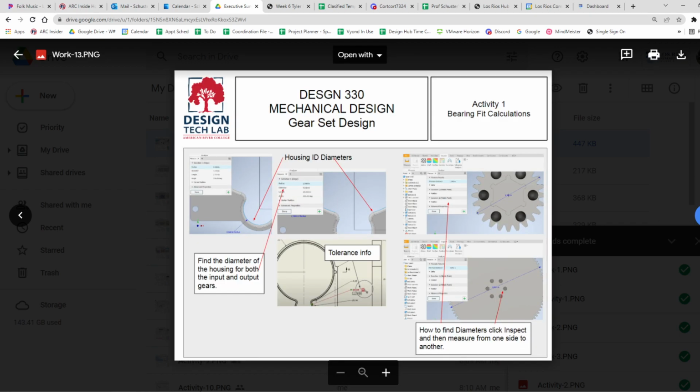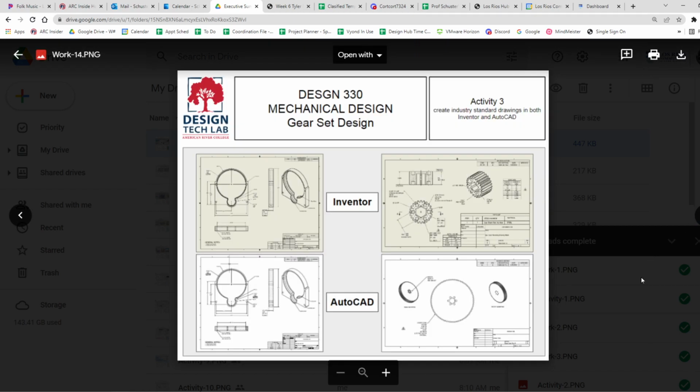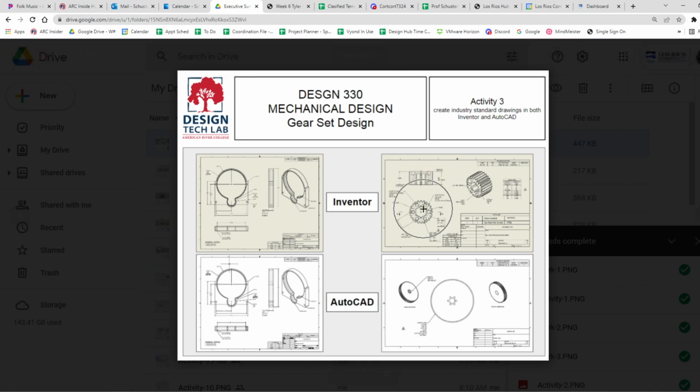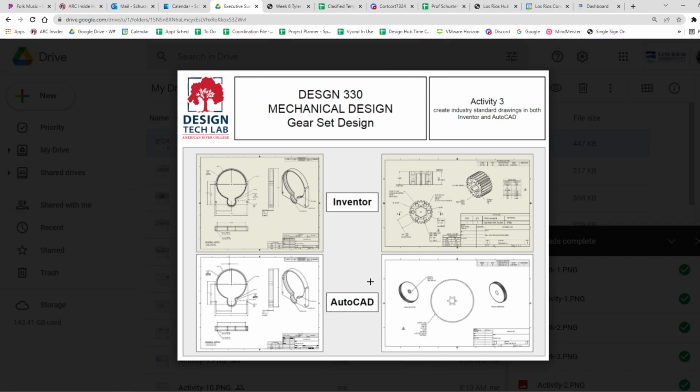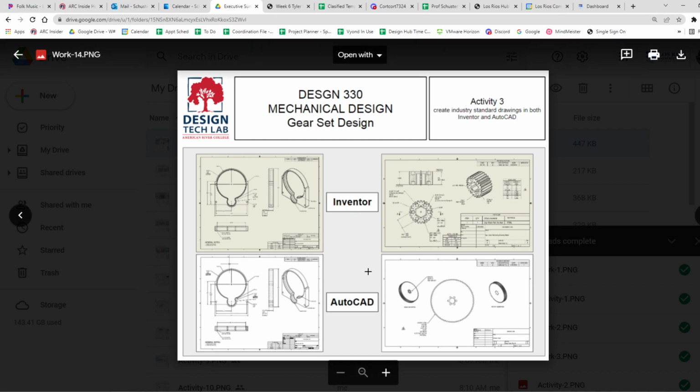Here's another version of that. Another one that's very well done. This one is taken from some specific drawings to show what that process would be. This is very nice. I can tell that these are Inventor drawings and these are AutoCAD drawings. So it says create industry standard in both Inventor and AutoCAD. So it's very easy to read this and see what was happening. So another nice one, and it shows some depth, right? It shows 3 different objects with 2 different file formats.